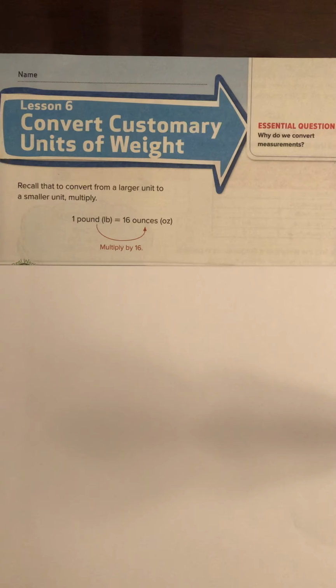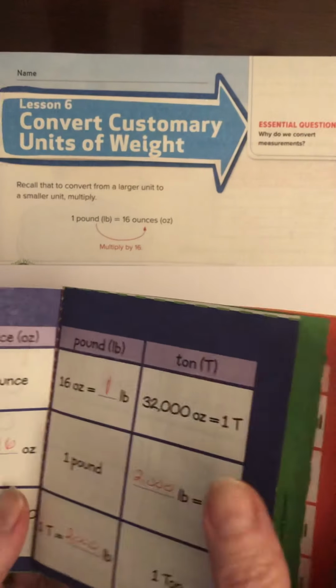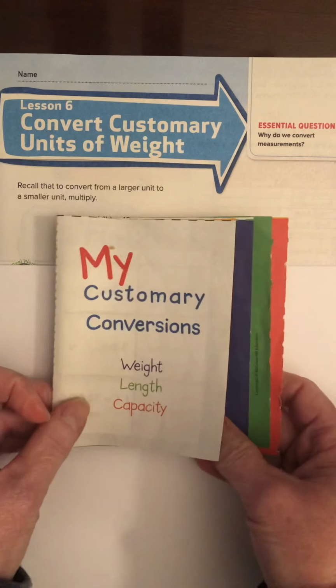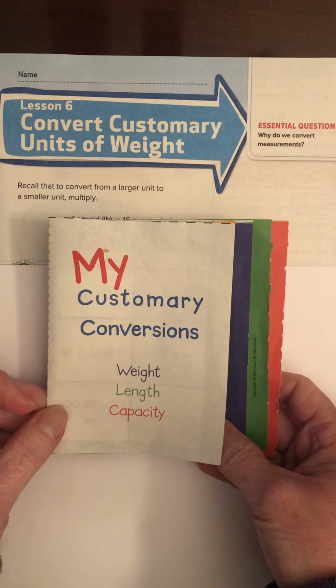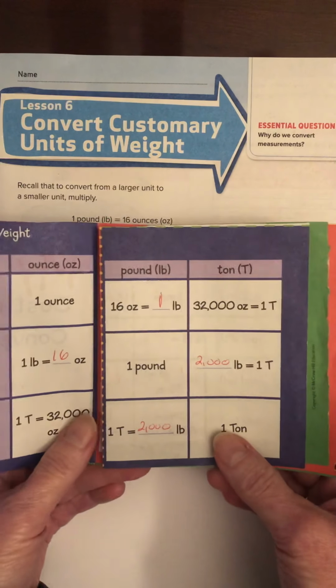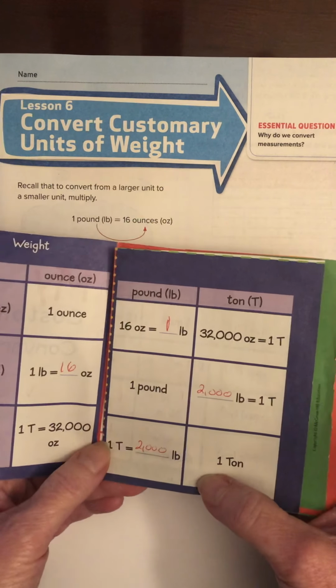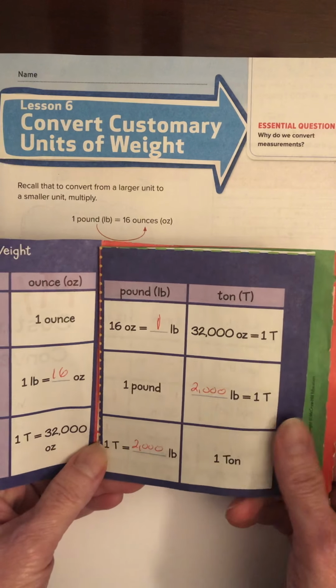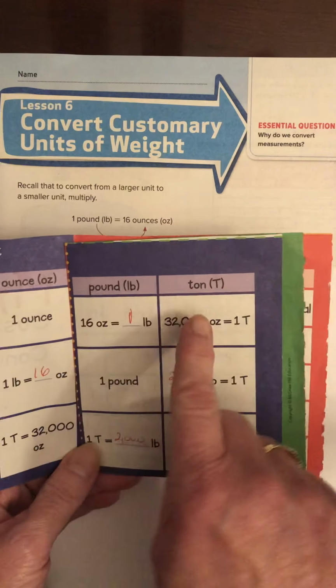The other unit of measurement for weight is a ton, and a ton is really, really heavy. Like how much a car would weigh if you were to try to lift it up. This book, My Customary Conversions, is a little booklet with weight, length, and capacity. Today we're converting the customary units of weight between the 3: ounces, pounds, and ton.